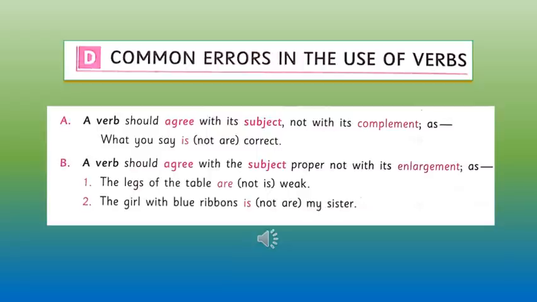Just in front of the auxiliary verb is, you may be seeing a plural noun, ribbons. So don't be confused. Our subject is the girl. The girl is our subject. We are speaking about the girl, which is singular. So we have to use the singular verb here. The girl with the blue ribbons is my sister.